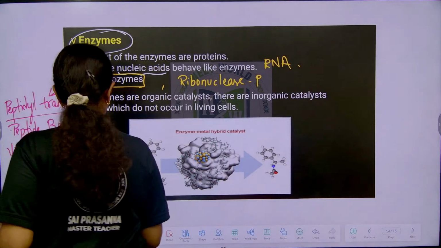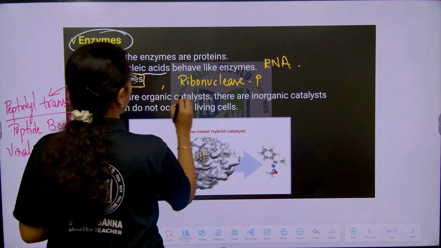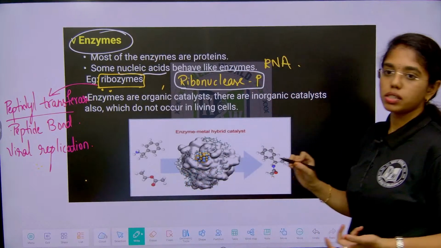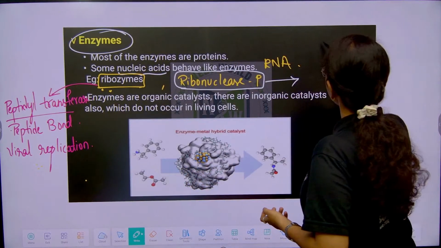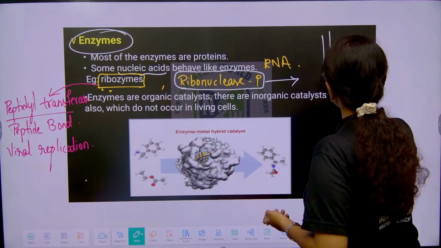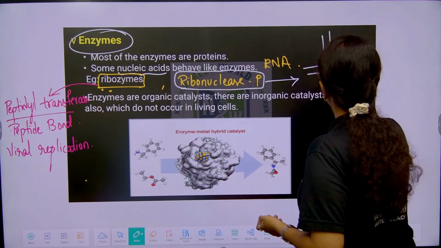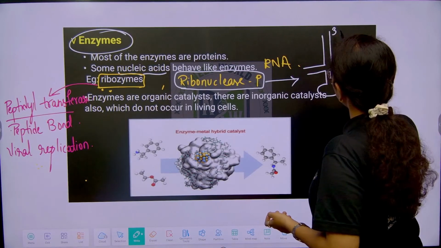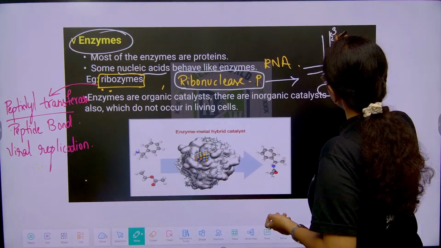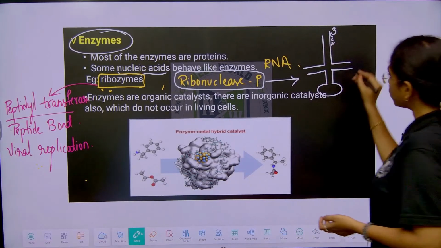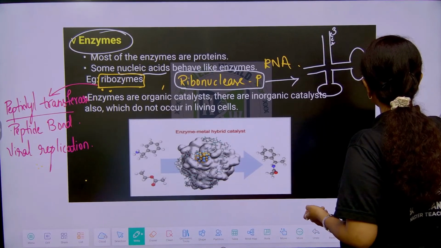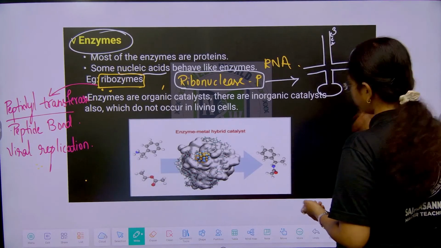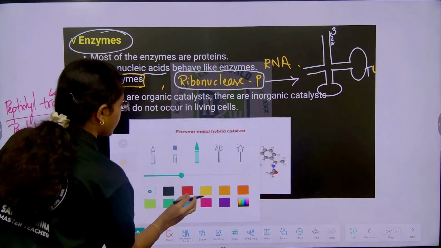Ribonuclease P. It has very minute functions actually. This helps, for example, tRNA, do you remember this clover leaf model? Closer to the 3' end, what will be there? One amino acid will be there, the CCA chain, do you remember? Closer to this, the T psi C loop will be there, which is the ribosome binding site.